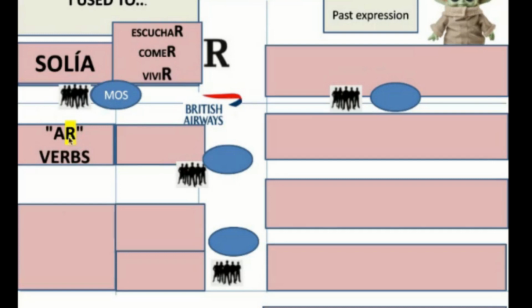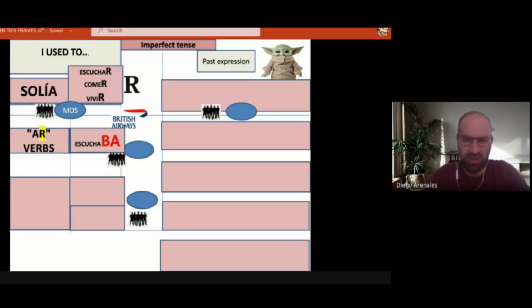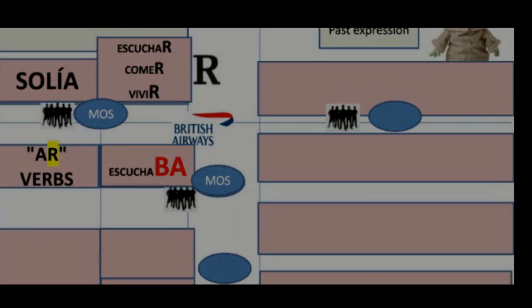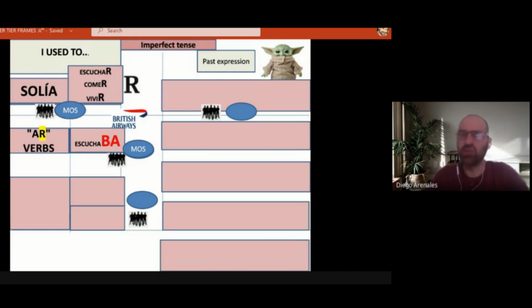You basically need to use solía and then the verb. For AR verbs, which is around 80% of the verbs, most of the verbs in Spanish end in AR, what you have to do is remove the R and put BA, from British Airways. Remember the mental hook. So instead of escuchar, you remove the R and you say escuchaba. And that means I used to listen as well. And again, if you want to talk about a group of people, you just need to add mos: escuchaba is I used to listen, escuchábamos, we used to listen. That is for AR verbs.